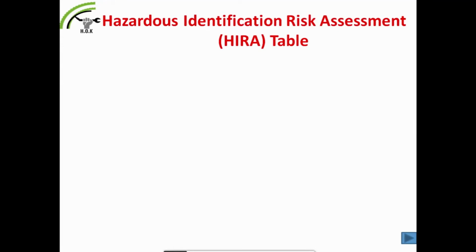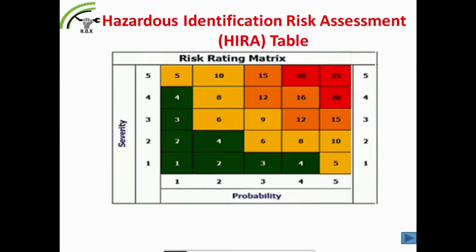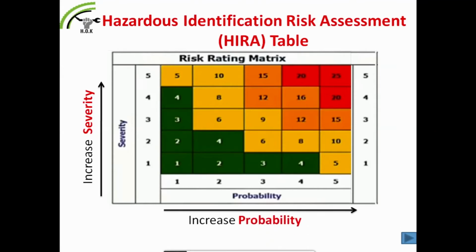Now let us understand the Hazard Identification and Risk Assessment table. This is the HIRA table. Here severity is increasing from 1 to 5. 1, 2, 3, 4, 5 means the increasing of hazards; it means it has a serious impact. Here increasing probability means hazards occur frequently during the process.